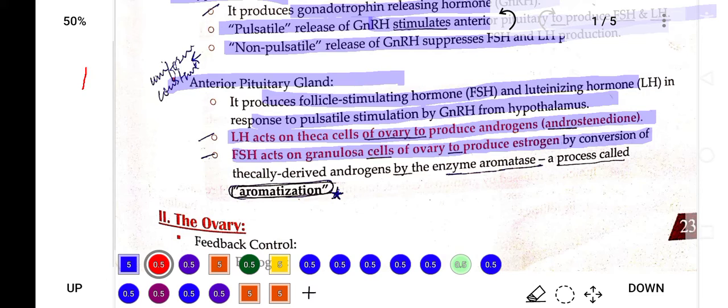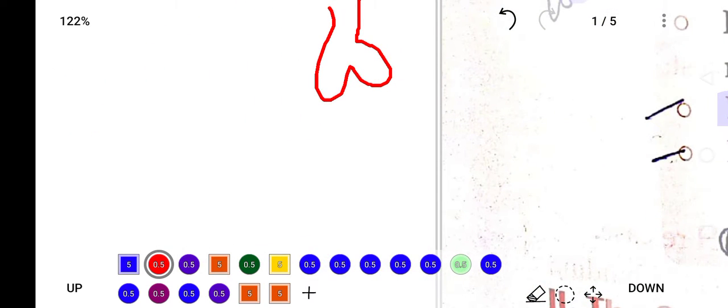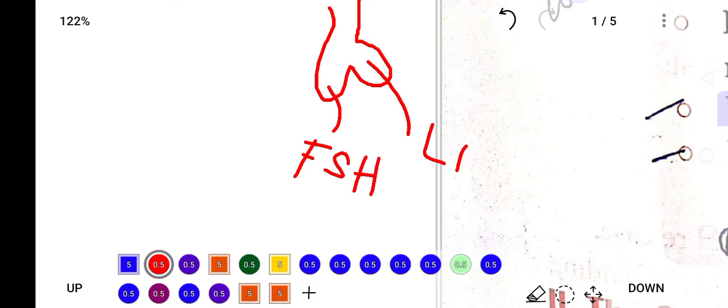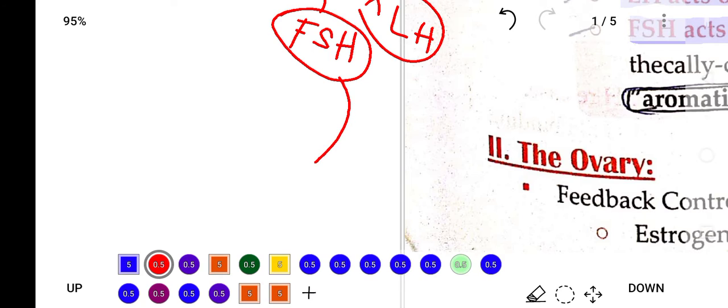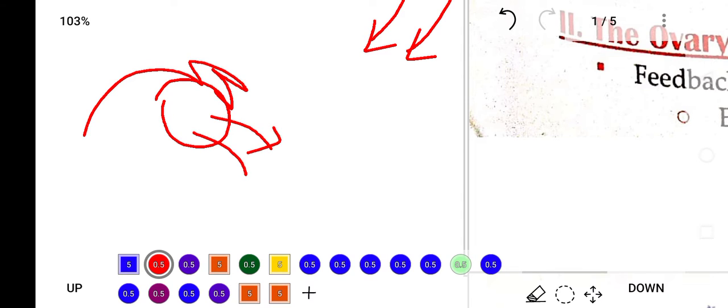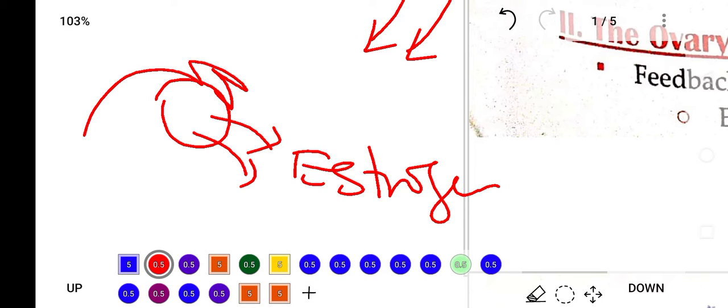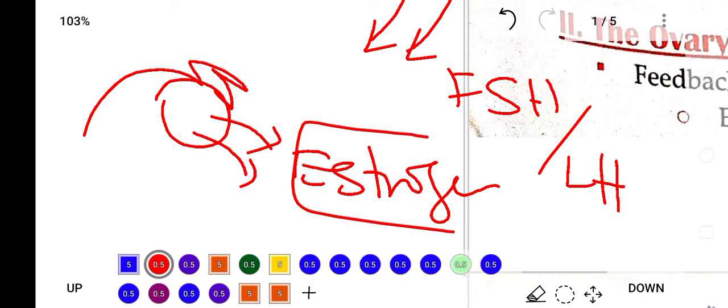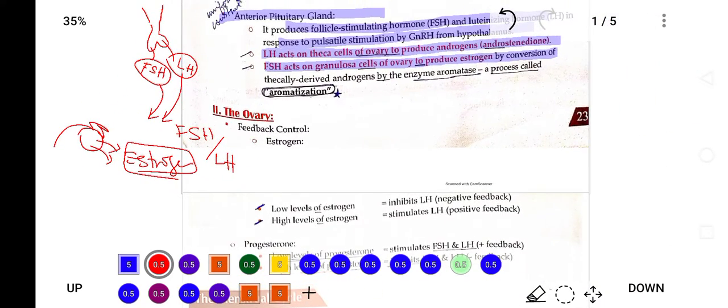Now look at this. This is the hypothalamus and this is the pituitary gland. It releases FSH and LH. FSH and LH are released from the anterior pituitary gland, go into the ovary, act on it, and stimulate the ovary to produce estrogen and androgens.